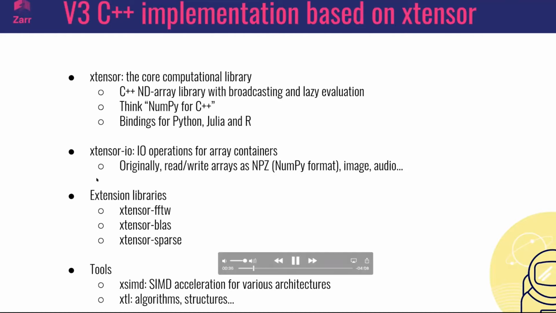Xtensor-io deals with IO operations for array containers. It was originally intended to read and write arrays in NPZ format, which is the NumPy format, or image files or audio files. We also have extension libraries such as xtensor-fftw for fast Fourier transform, xtensor-blas for linear algebra, and xtensor-sparse for sparse matrices. We also have tools, xsimd for SIMD acceleration, and xtl for algorithms and structures.